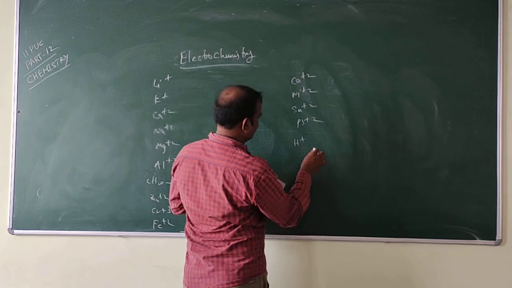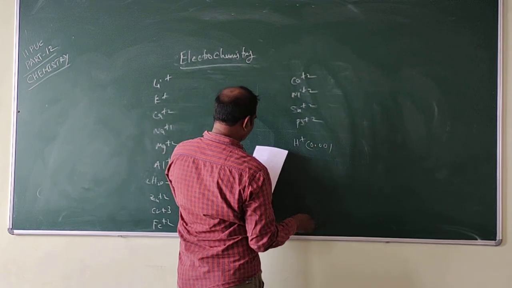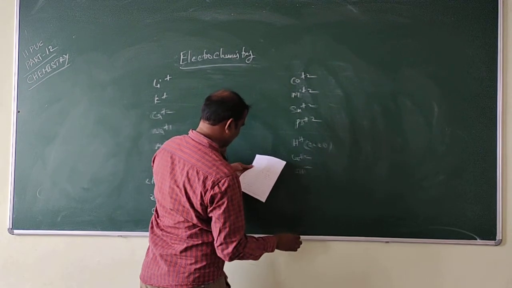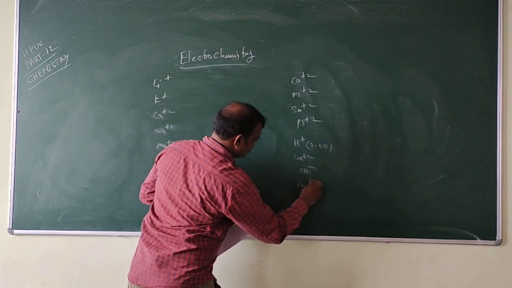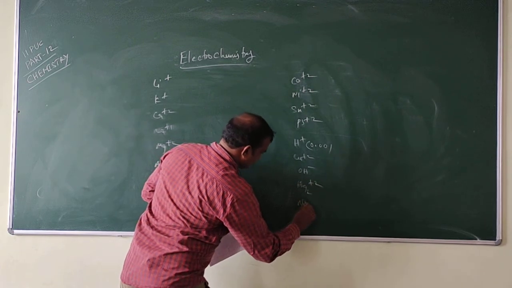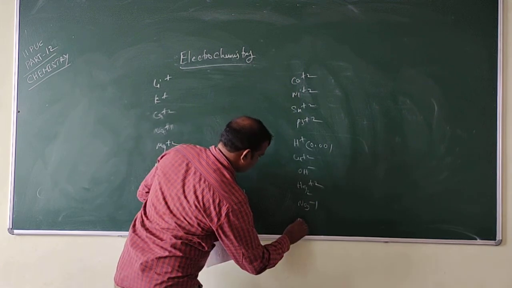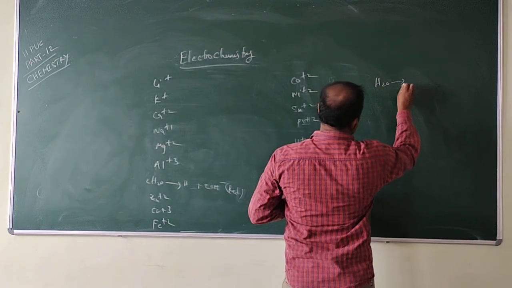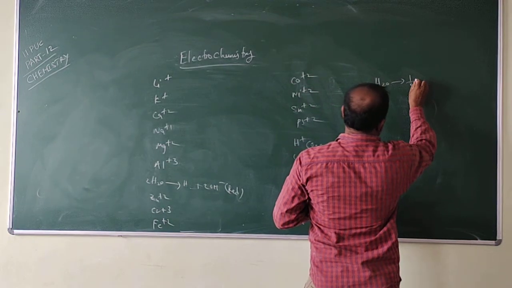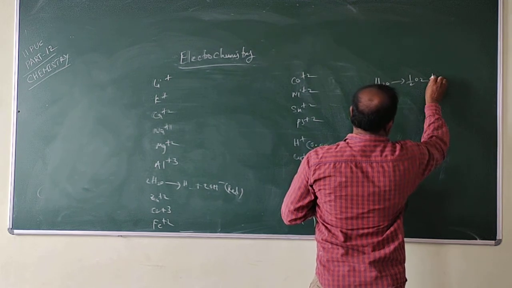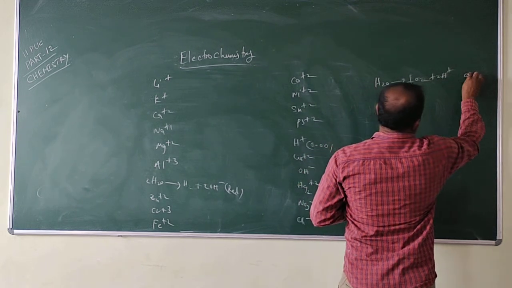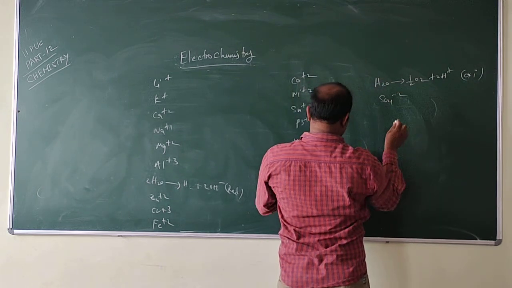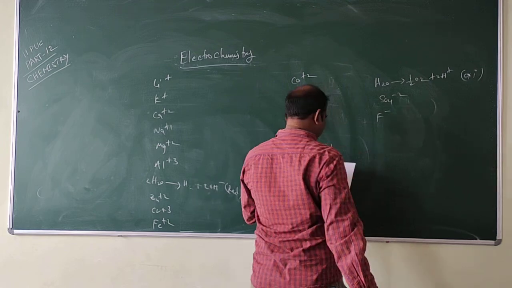H plus, Cu plus 2, OH minus, Hg2 plus 2, NO3 minus 1, Cl minus 1, H2O on oxidation, SO4 minus 2, F minus.